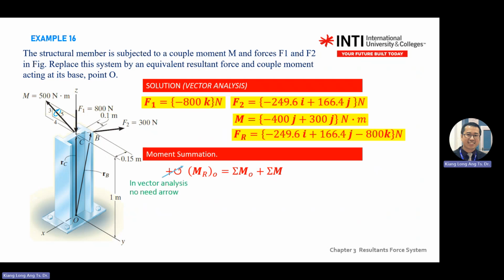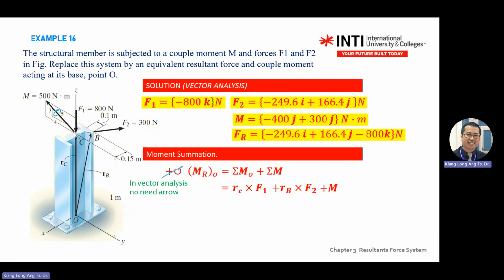So for vector analysis, you don't need the arrow. I just put it here. For vector analysis, IJK, no need, because you already tell me where IJK is. So vector analysis is R cross F. So RC multiplied by F1 plus RB multiplied by F2 plus M. R cross F, you have two F there. So RC cross F1, RB cross F2 plus M.